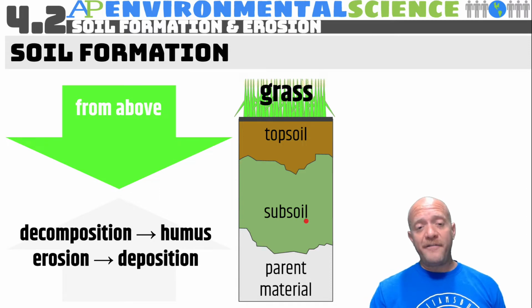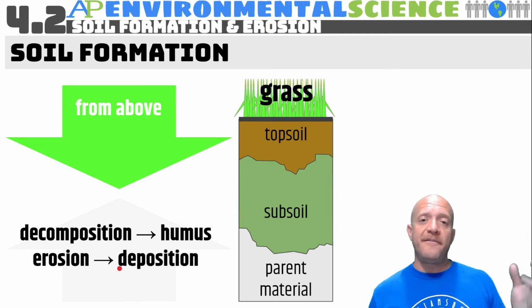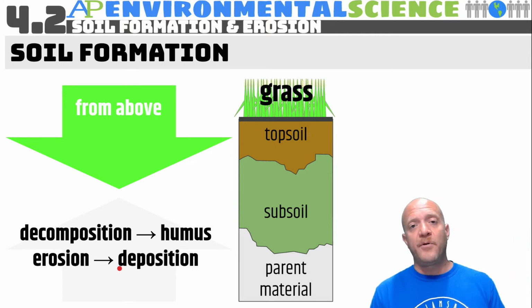So from above, you first have to have decomposition. The decomposition is going to be contributing the humus. Again, the humus is that organic layer that is formed from either decomposing materials or any sort of other organic matter. And you can also have, from above, erosion and deposition from another source. So you may have smaller rock components that are now broken up into microscopic components that are now adding layers to that soil.